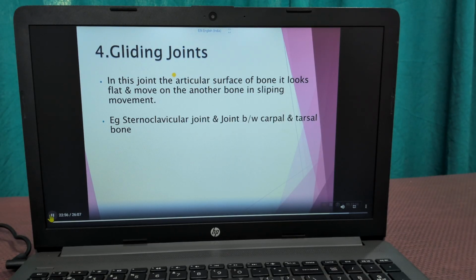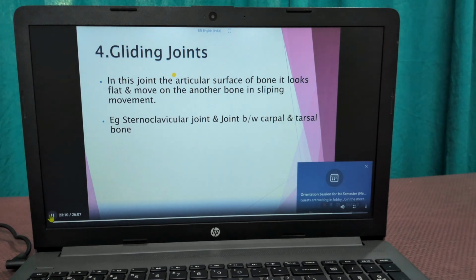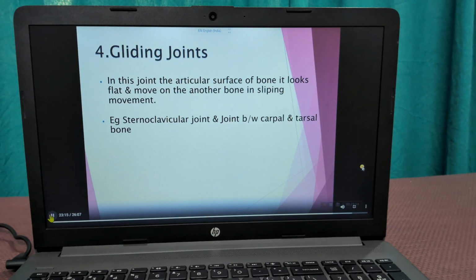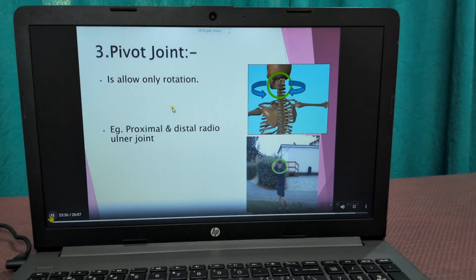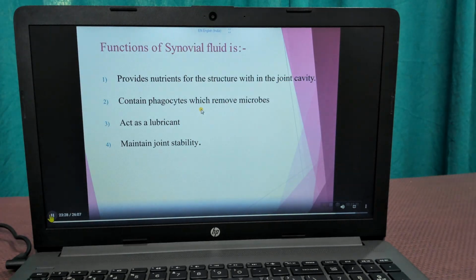The next is the gliding joint. In this joint, the articular surface of the bone looks flat and moves on another bone in a slipping movement. It means the articular surface of the bone has a flat surface and moves with the other bone in what movement? Slipping movement. Where are these joints found? These are found in the sternoclavicular joints and the joints between the carpals and the tarsals.